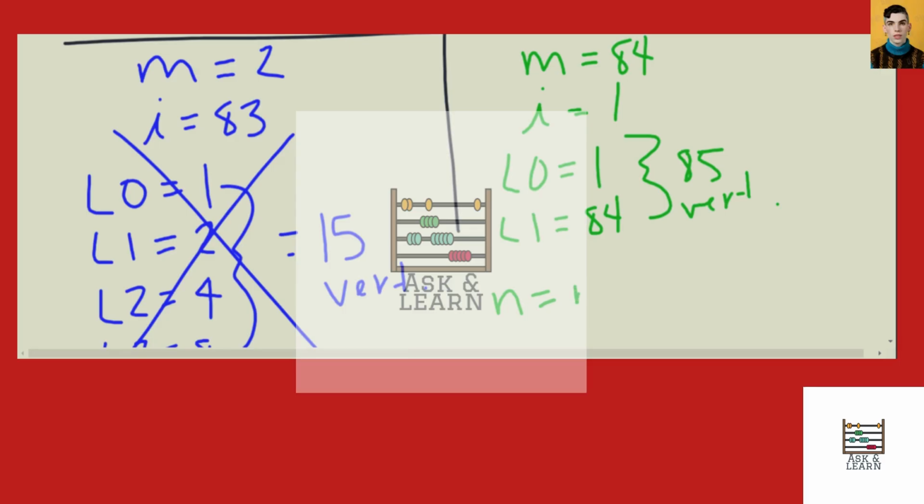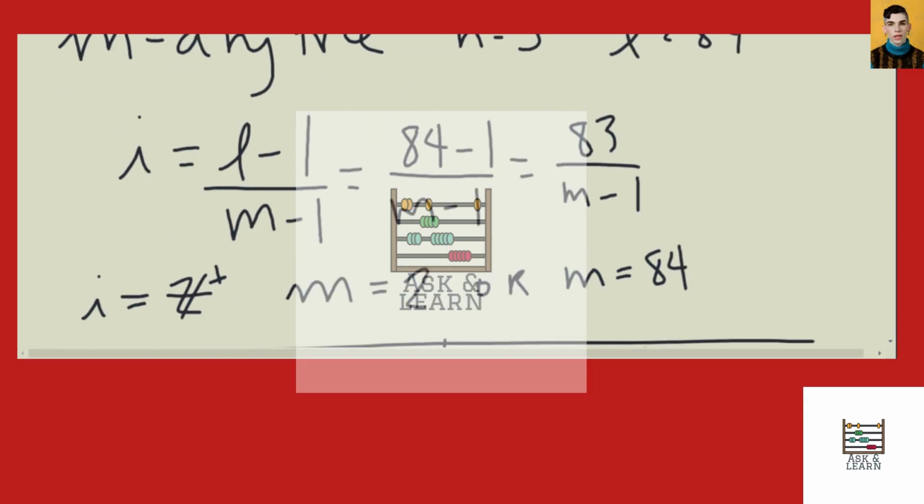Which is what we have, because the number of vertices, n, is going to equal L plus I, because that's the total number of vertices. We're only at level 2. Our height is supposed to be 3. So this one is not going to work either. And since there's no other values that go into 83, this tree does not exist.